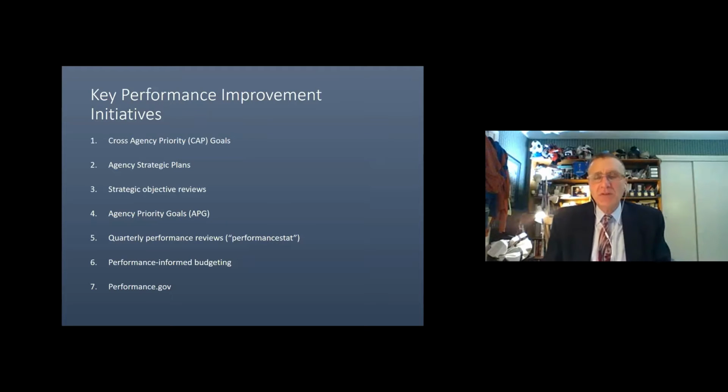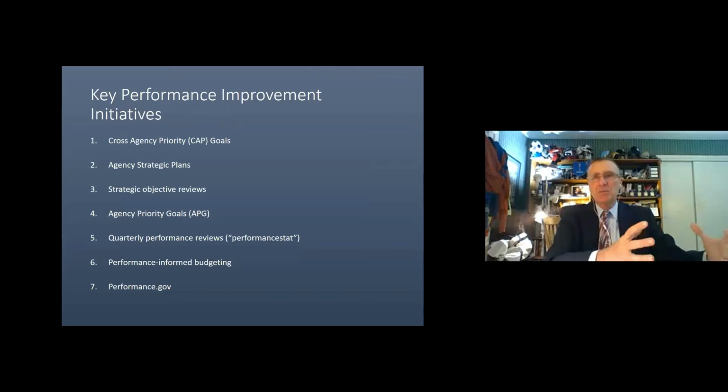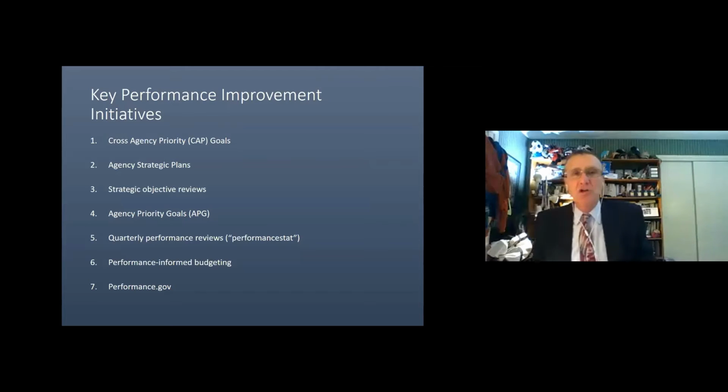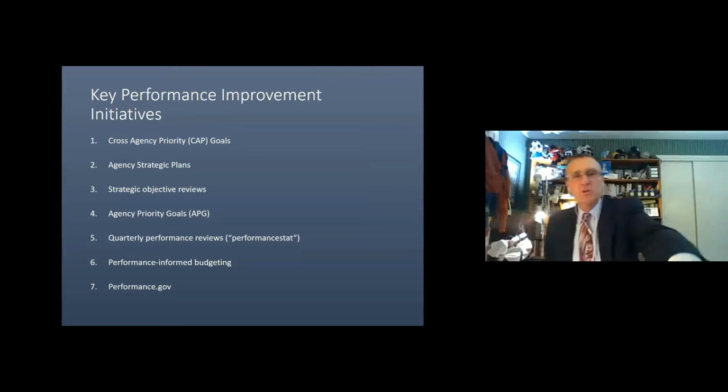So within all of this, there's a number of key performance indicators or key performance improvement initiatives. We've talked about strategic planning and how that's different. We've talked about leadership attributes. We've talked about employee engagement. And now, towards the end, we're going to talk very briefly about just a couple of these that I haven't covered already. Some of these I have: agency strategic plans, strategic objective reviews. The one I want to focus on is what's called quarterly performance reviews, or performance stat.